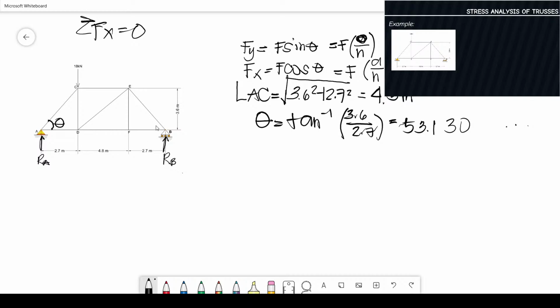So, since duha man lang nga unknowns and this is non-concurrent, we can have 3 static equations. Diba? So, since we have 3 equations and we only have 2 unknowns, we can cross-check. Diba? So, let's try to find first our RA, RB.